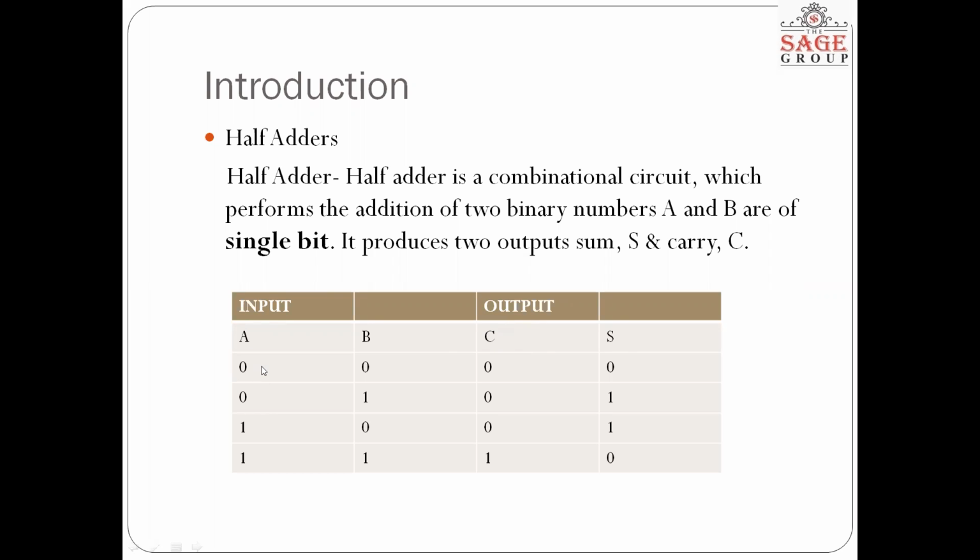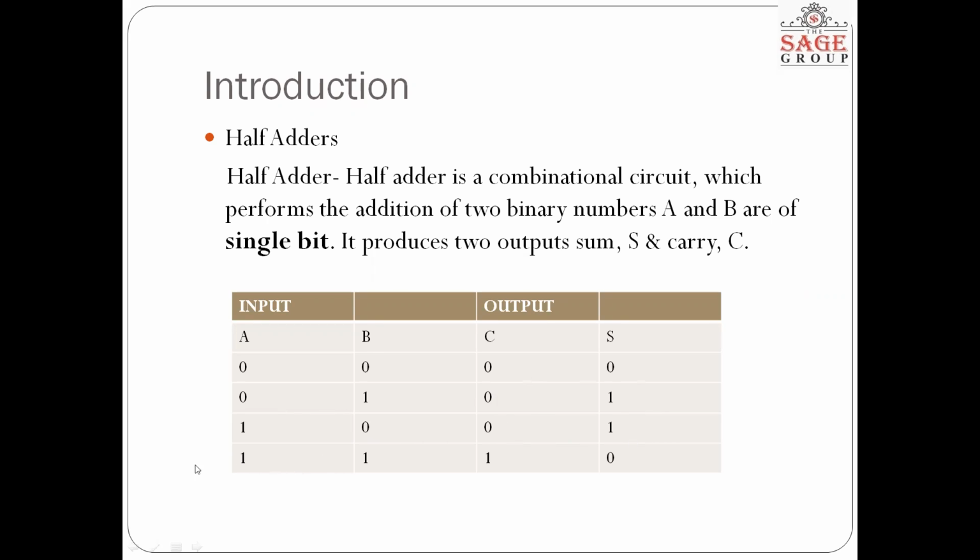When we take A is 0 and B is 0, where 0 means low and 1 means high, so you take 0 or 1, or low and high. When A and B are both 0, or low, the carry is 0 and the sum is also 0. When A is 0 and B is 1, we get the carry is 0 and the sum is 1, right? When A is 1 and B is 0, the carry is 0 and the sum is 1.